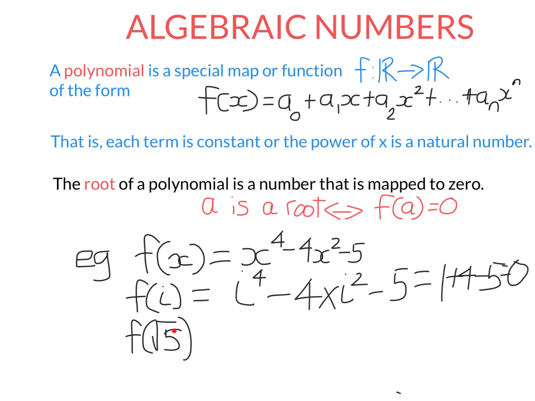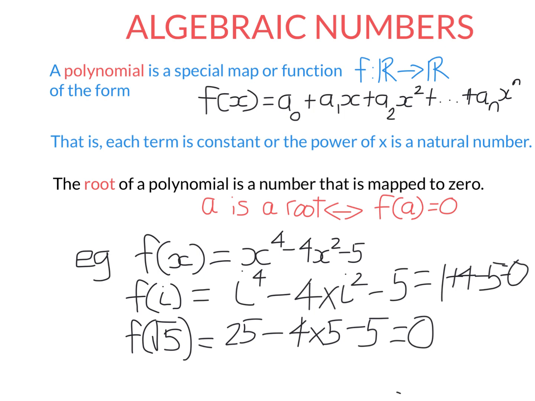It turns out the square root of 5 is also a root of this polynomial. So the square root of 5, if you substitute this for x, square root of 5 to the power of 4 is 25. The square root of 5 squared is 5. So I get 25 minus 4 times 5 minus 5, which is 0.